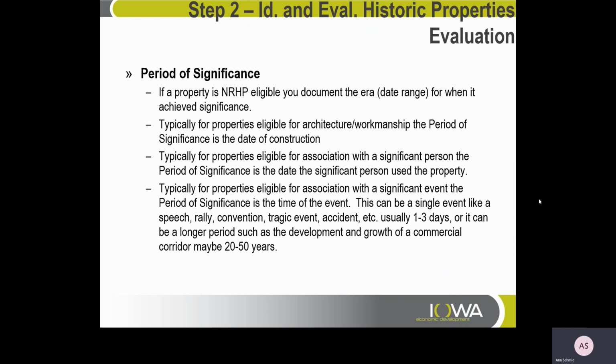And then typically, for properties eligible for the association of a significant event, the period of the significant event would be the period of significance. This can be a single event, as I said, like a speech, a rally, a convention, a tragic event, an accident, that may be 1 to 3 days, or it can be a longer event, such as the period of development and growth of a commercial corridor, maybe as much as 20 to 50 or more years.